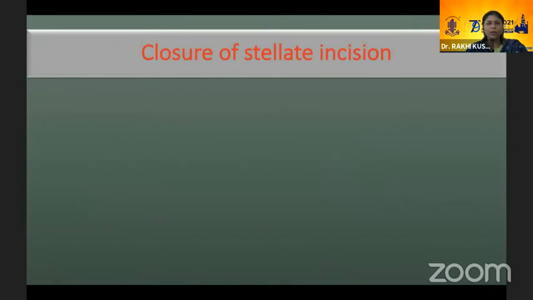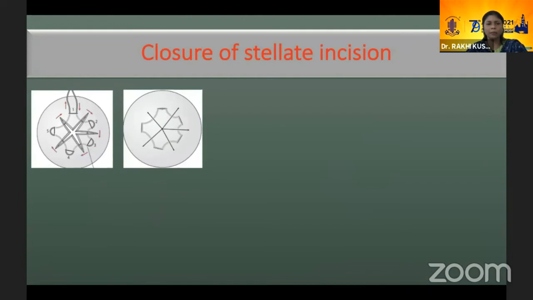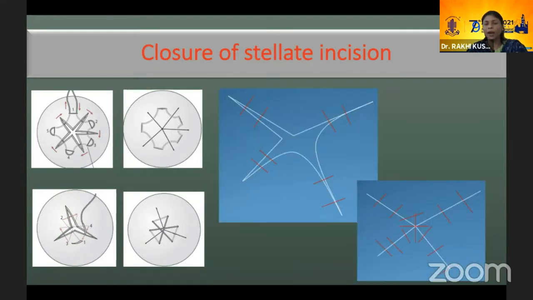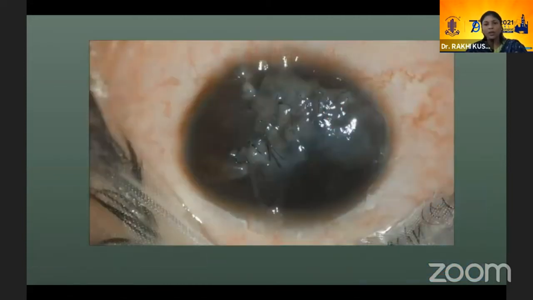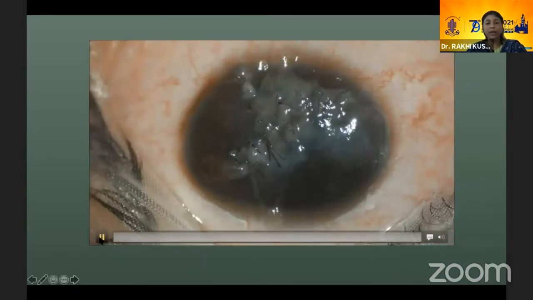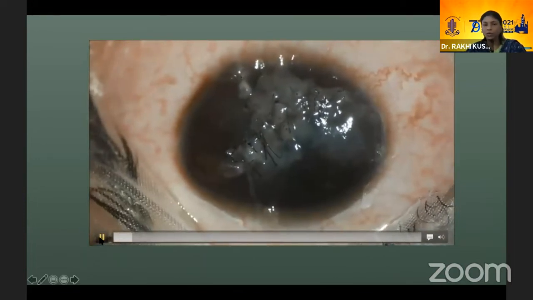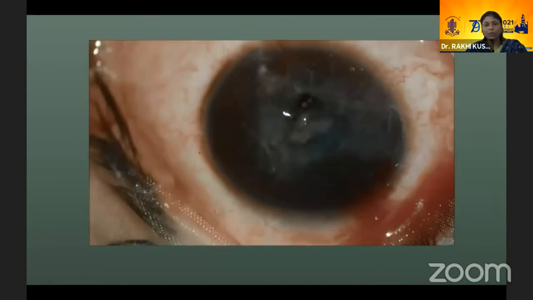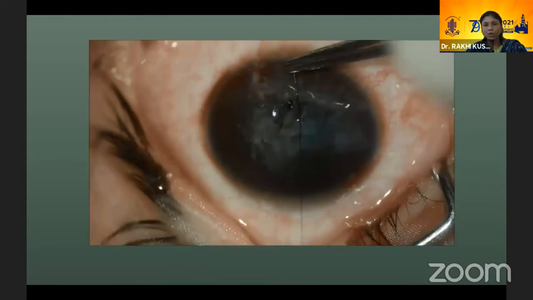Another, the toughest one, is the stellate incision. Here, many methods have been described in the literature to get closure of this incision. But I find that closure of the peripheral arm first and then management of the central part is the safest and easiest. So this is a case who came to us with suturing already done. In this case, all the suture knots were exposed. We just removed them and we found a slight tissue defect in the center.